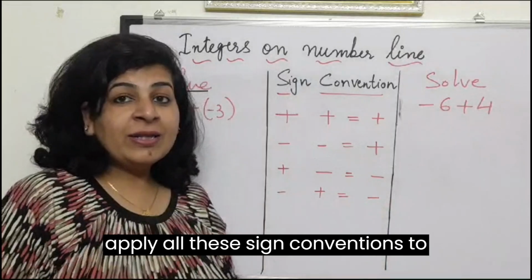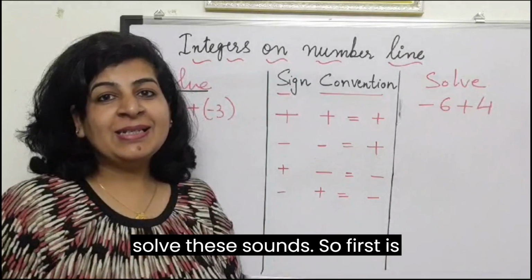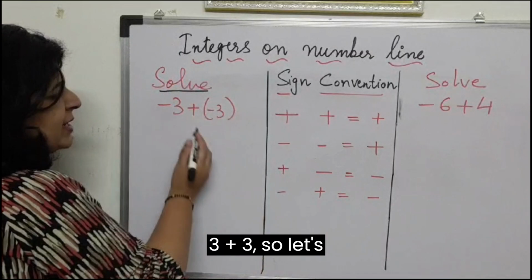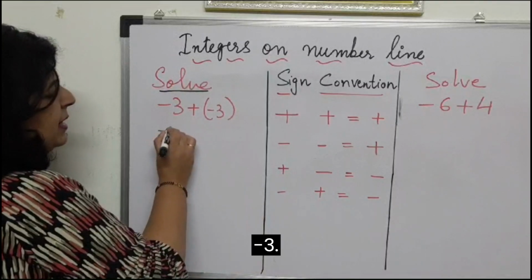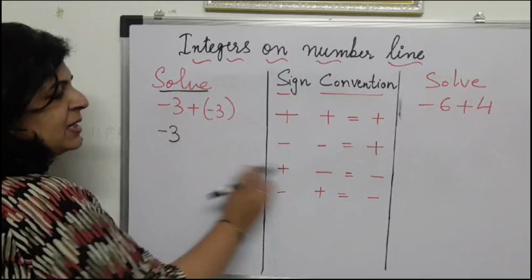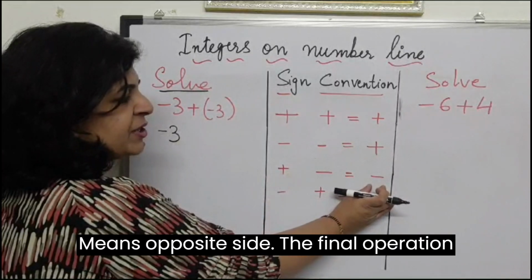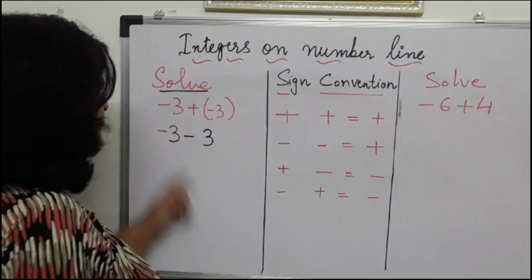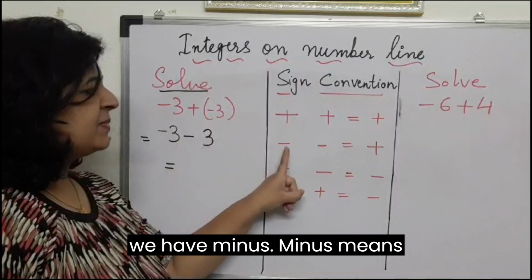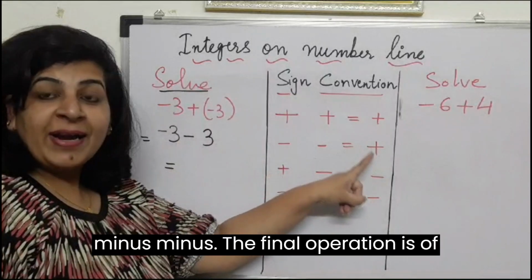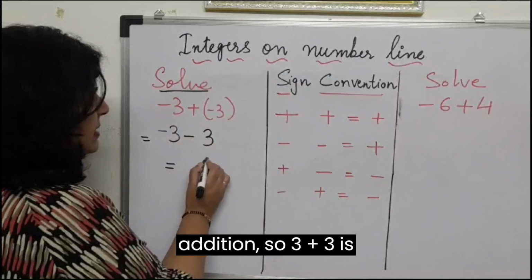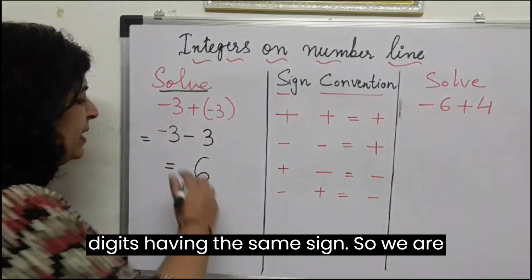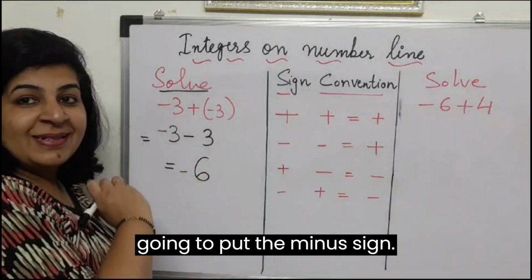Now let's apply all these sign conventions to solve these sums. The first is -3 plus -3. So let's open the bracket first. So -3 plus minus. Plus minus means opposite signs. The final operation is of minus. So let's apply minus here and 3 as well. We have minus minus, the final operation is of addition. So 3 plus 3 is 6. But which sign will we put here? Both the digits have the same sign. So we are going to put the minus sign.